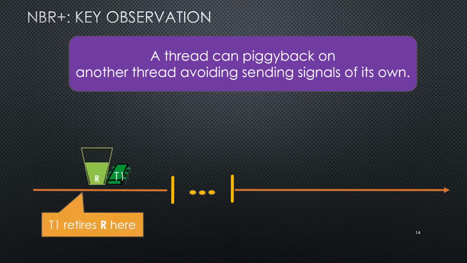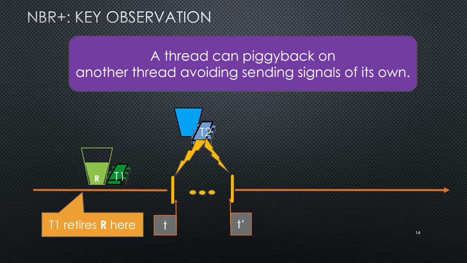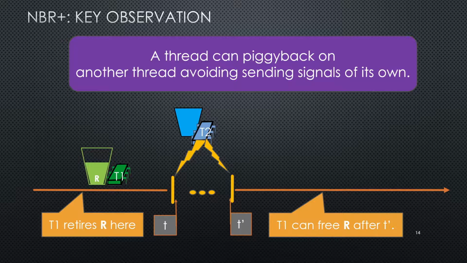Assume our thread T1 retires a record R at this point, and later another thread T2 neutralizes all the threads in the system. Let's say it starts sending signals at time t and finishes sending signals at time t prime. After this time t prime, it is guaranteed that no thread will hold any unreserved pointer to the record R, which is in thread T1's buffer. That essentially means T1 can free this record R if it is not reserved after time t prime. In other words, T1 can piggyback on T2 sending signals to reclaim its own records.